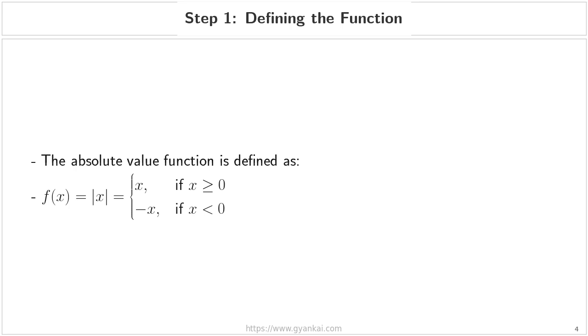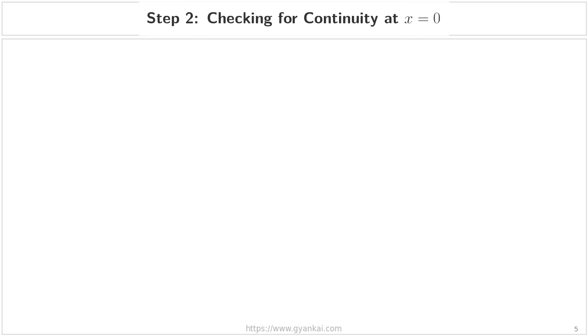It is important to have this precise definition in place, as we will use these two separate cases in the following slides to mathematically verify whether the function is continuous and differentiable at the origin. Step 2. Checking for continuity at x equals 0.